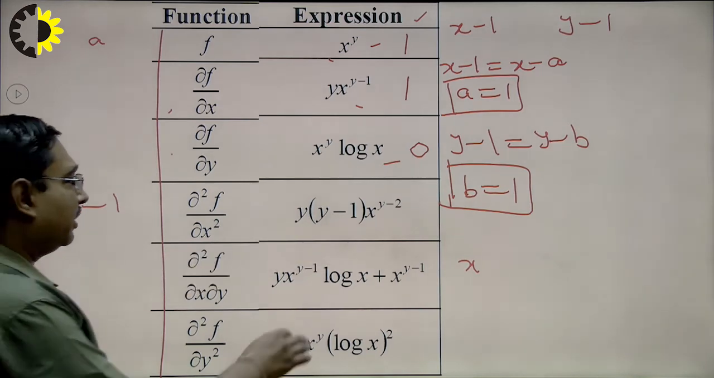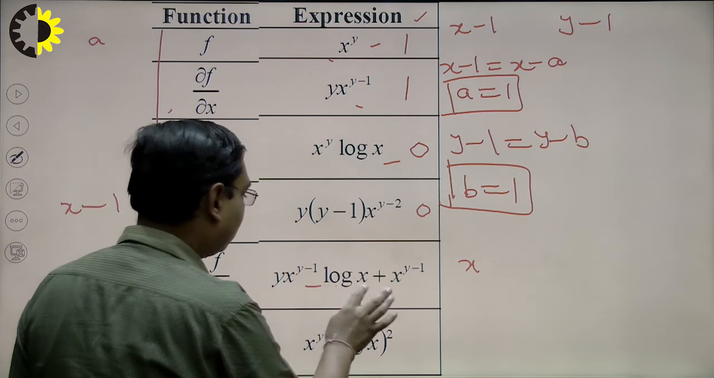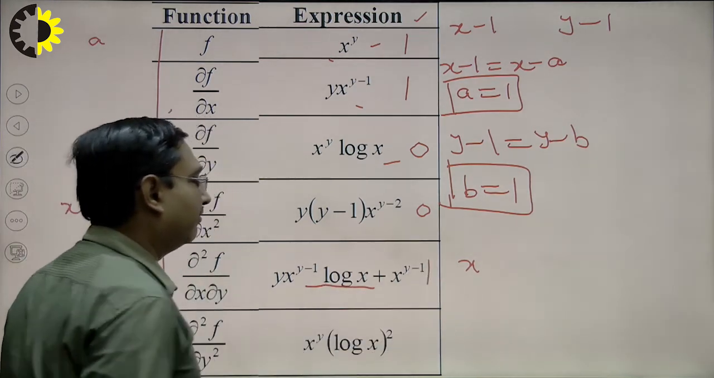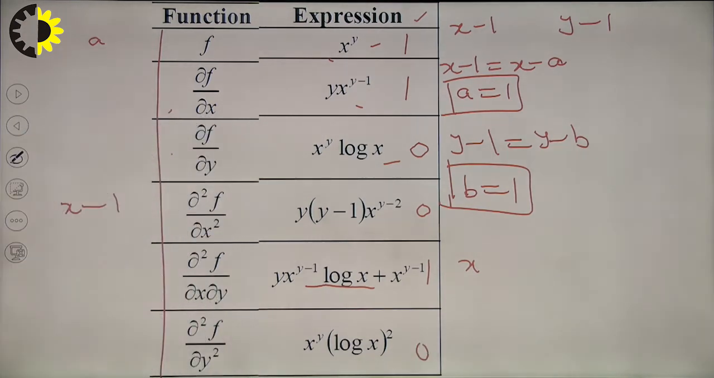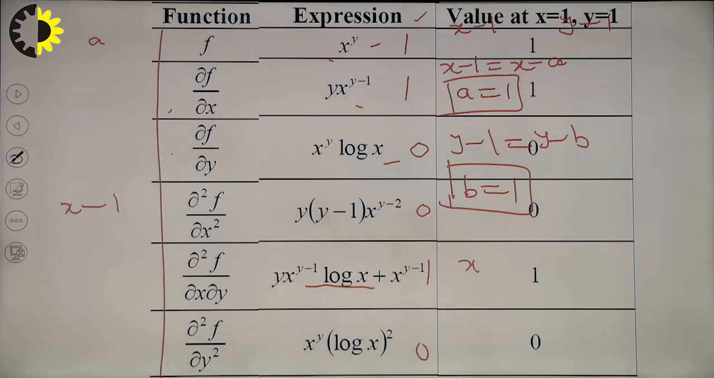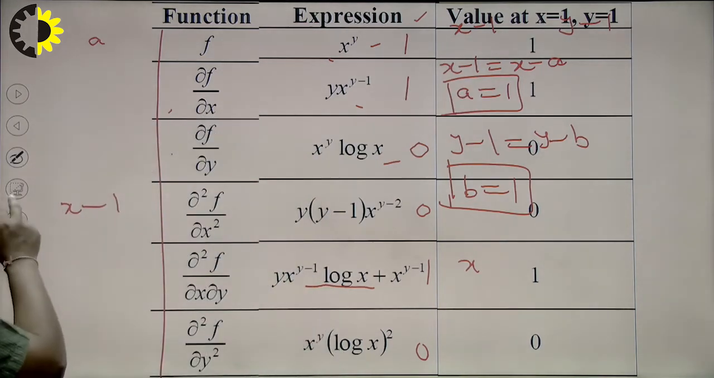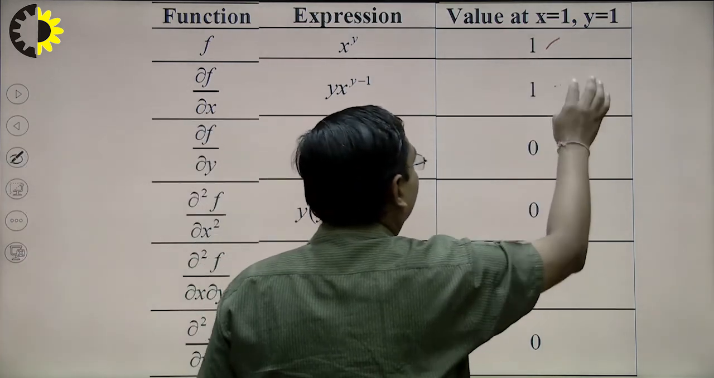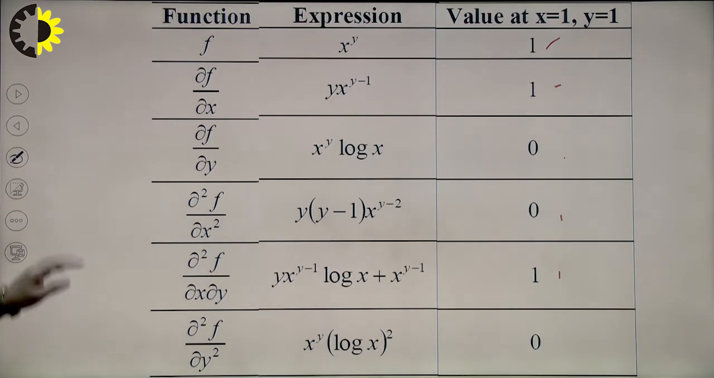Substituting y equal to 1 here, it will directly become 0. Here this term will be 0 due to log 1, and the next term will give 1, and this term will give 0. Thus the values like this are obtained. These are the values of our required partial derivatives calculated.